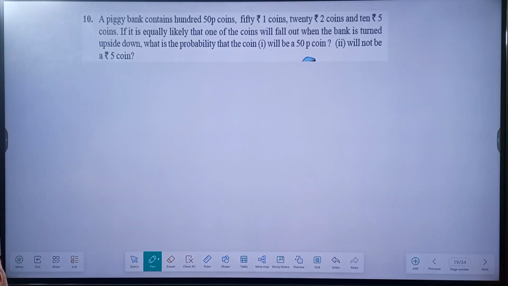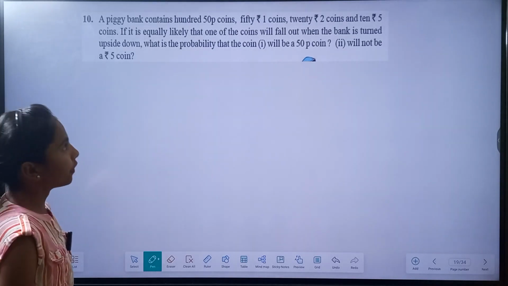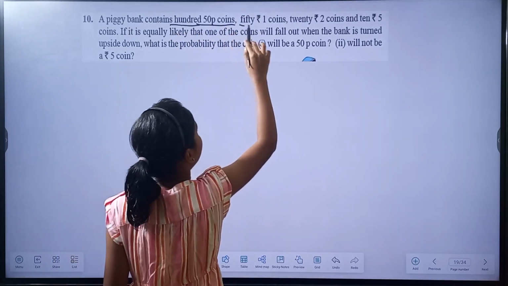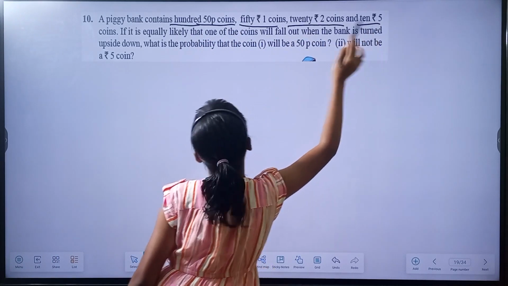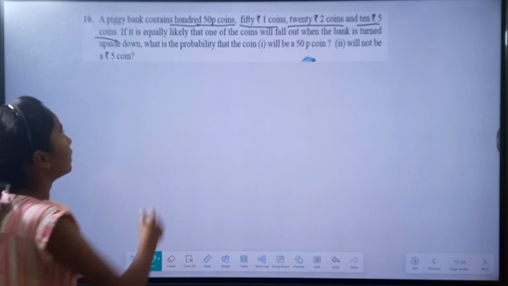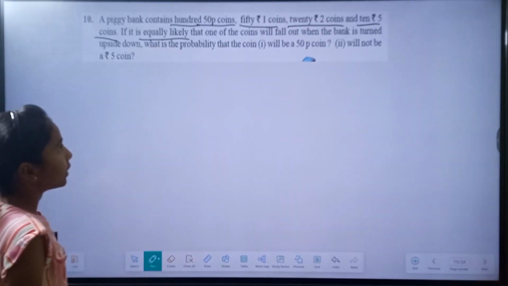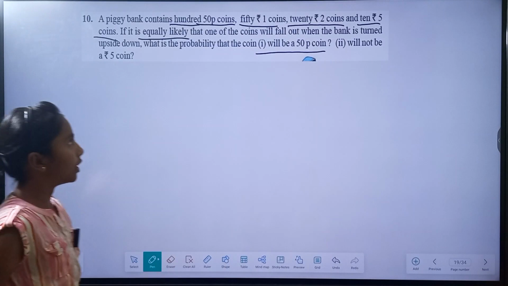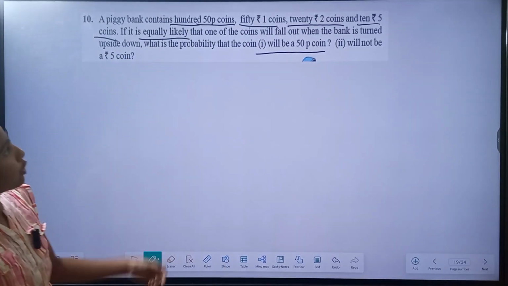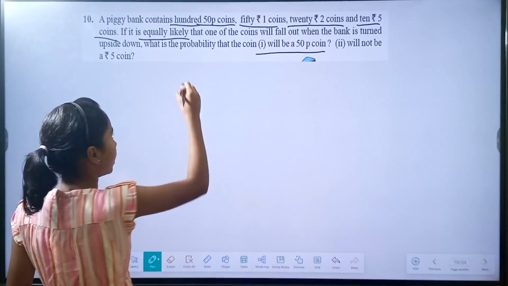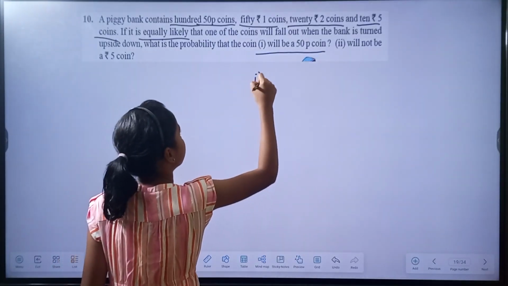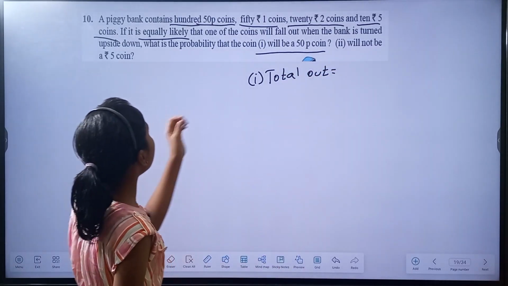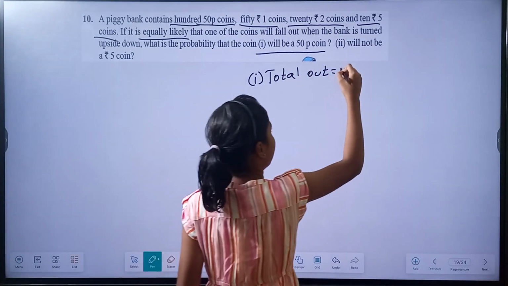A piggy bank contains 100 50 paise coins, 50 1 rupee coins, 20 2 rupee coins and 10 5 rupee coins. If it is equally likely that one of the coins will fall out when the bank is turned upside down, what is the probability that the coin will be a 50 paise coin? Okay, so total outcomes equal to 100 plus 50 plus 20 plus 10, 180.